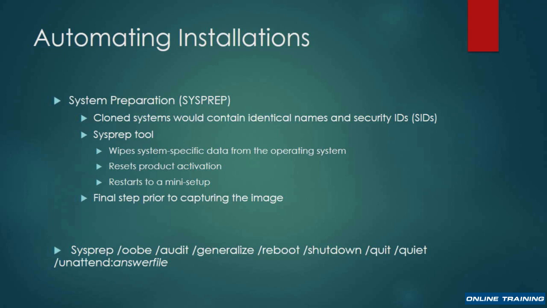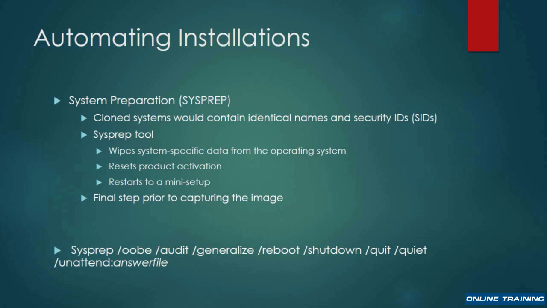So what sysprep does is it wipes any unique information, any system-specific data from the operating system. It resets the product activation too. And when the system restarts, it restarts into a little mini setup because you now have to reconfigure the elements that have been removed. That mini setup can be automated and really should be, because otherwise it would be the user or whoever is doing the imaging that would actually have to be providing that information. But this is always the final step. It is right before creating an image.